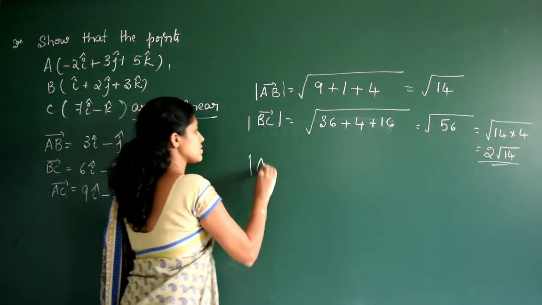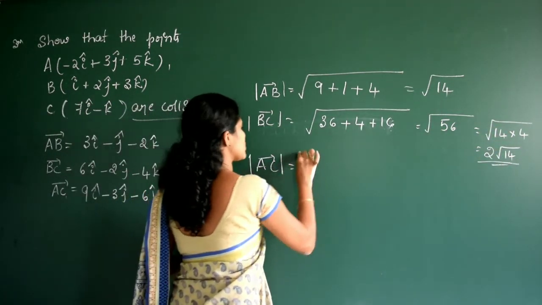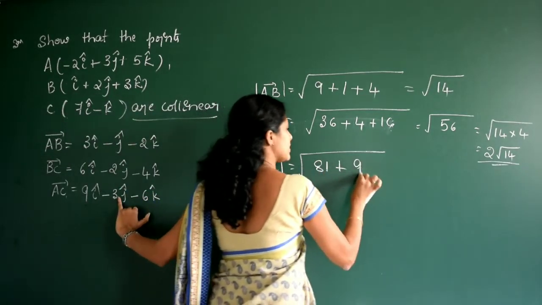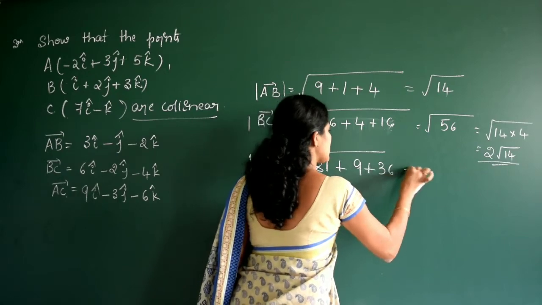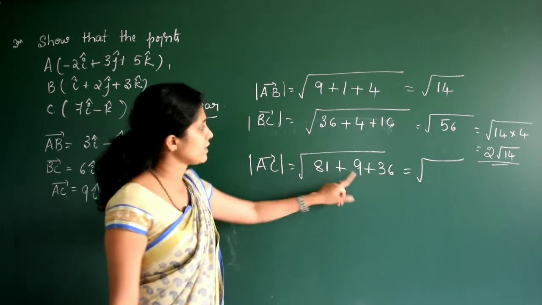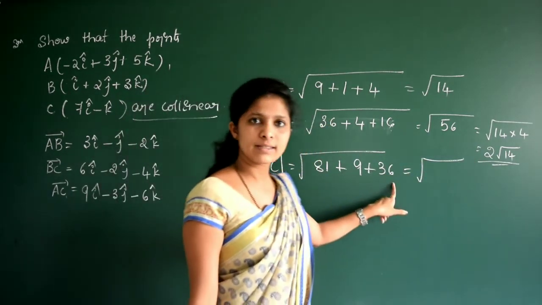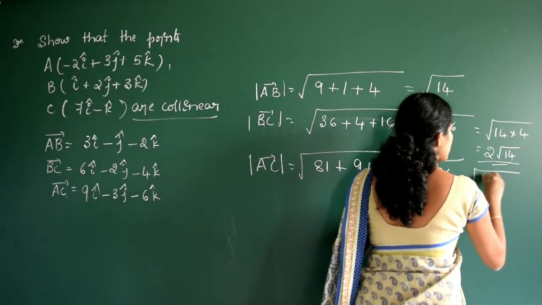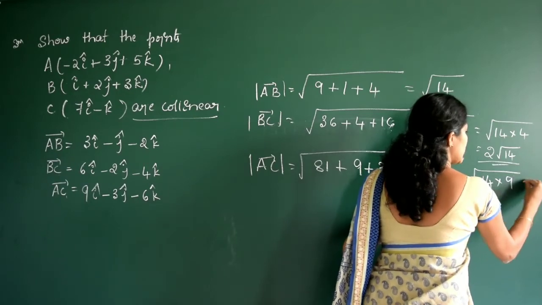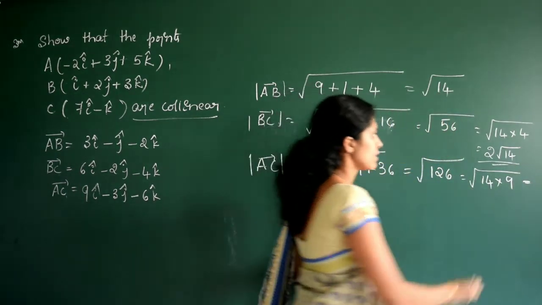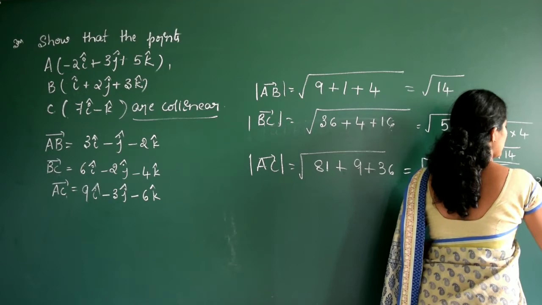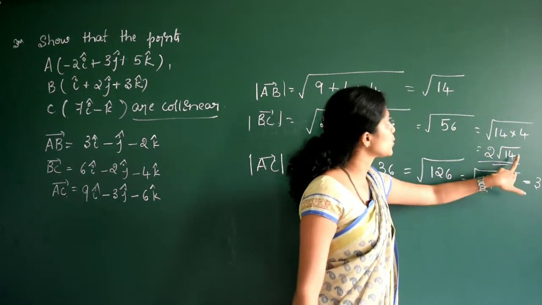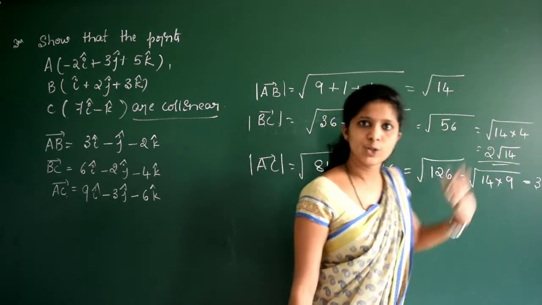So AC vector is equal to square root of 9 square, which is 81, plus 3 square is 9, plus 6 square is 36. 81 plus 9 will be 90. 90 plus 36 will be 126, right? So we can write 126 as 14 into 9. So 14 into 9 means square root of 9 will be 3. So this is equal to 3 root 14. So here you can see this 3 root 14 is equal to 2 root 14 plus root 14. It will be equal to 3 root 14.